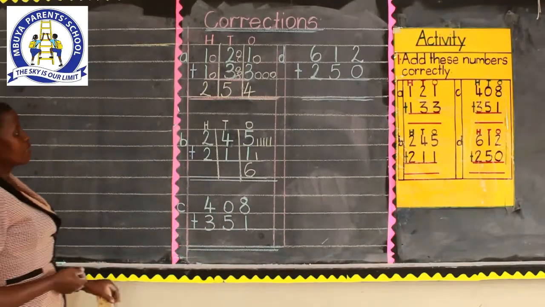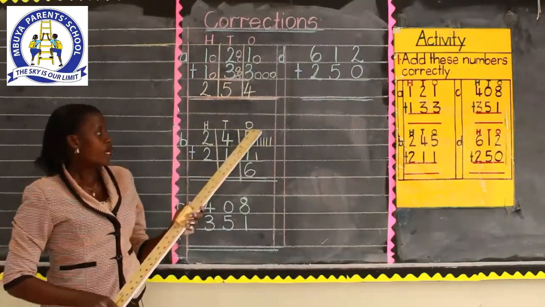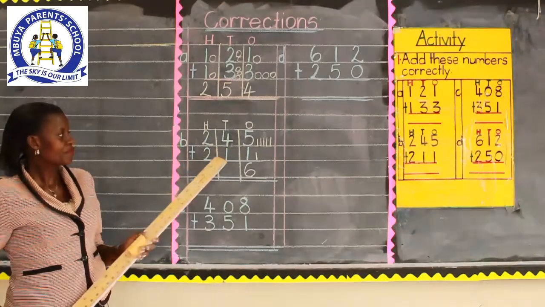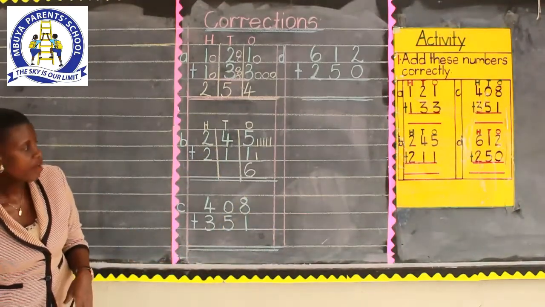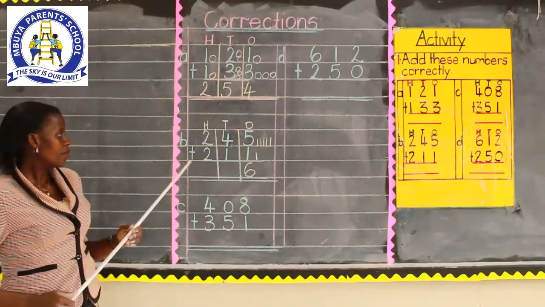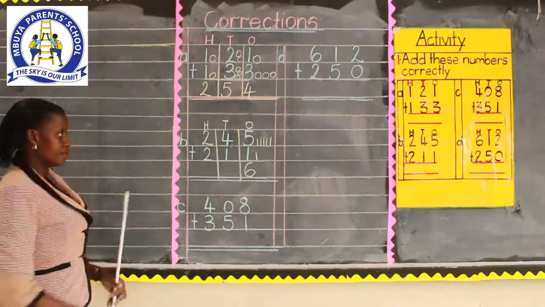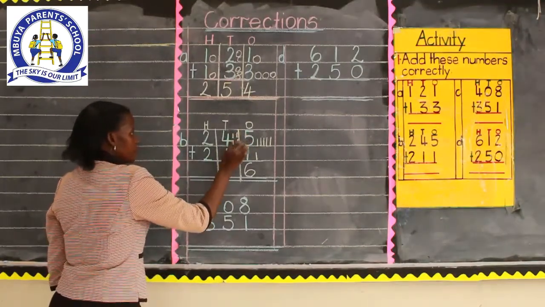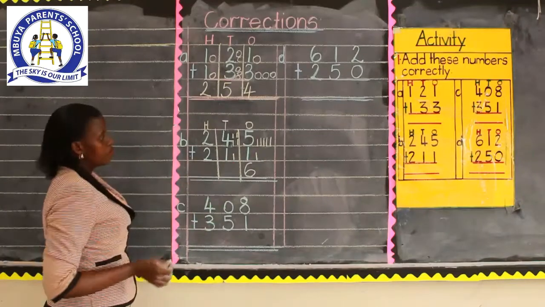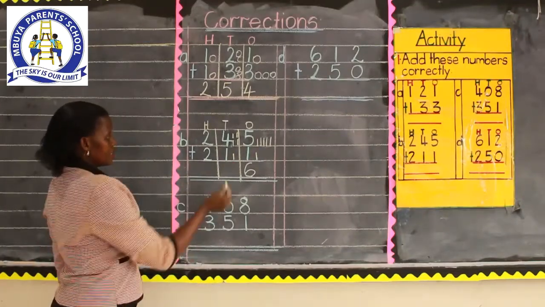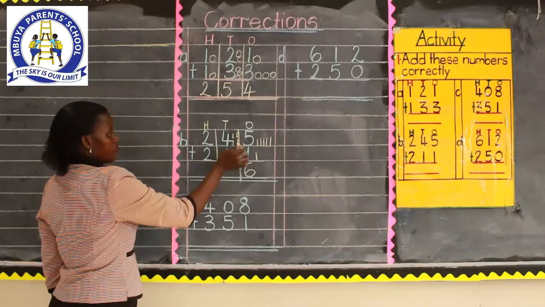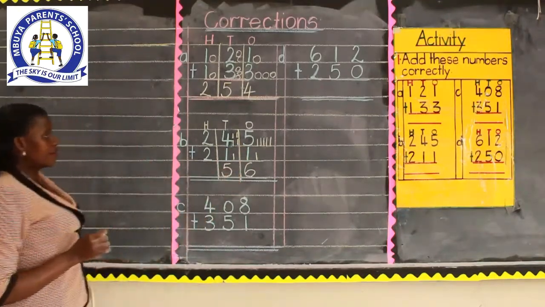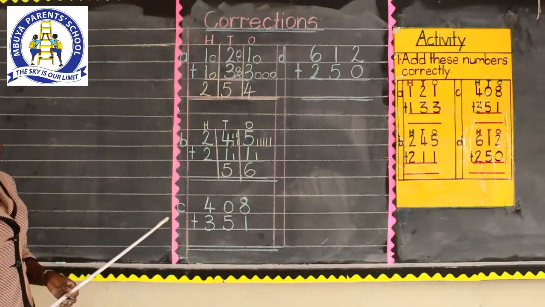Okay? Now, having added the ones alone, we now go to tens and we also add. Under tens, we have these two figures, 4 plus 1. Let's draw the sticks. 1, 2, 3, 4, then 1. We count all the sticks. 1, 2, 3, 4, 5. We write here 5. That is the answer under tens.